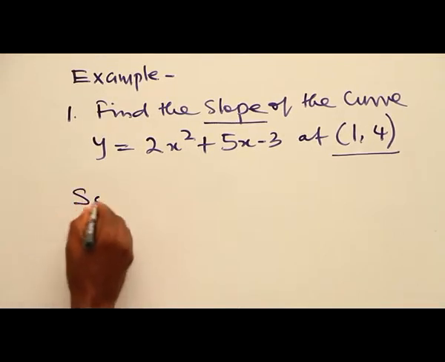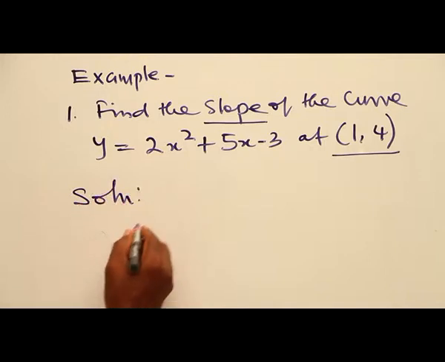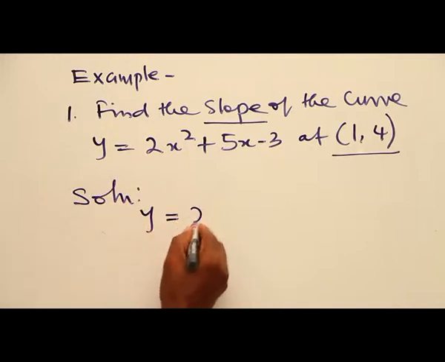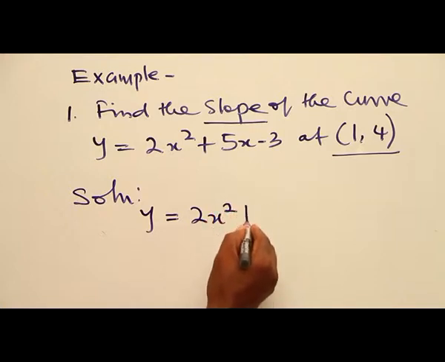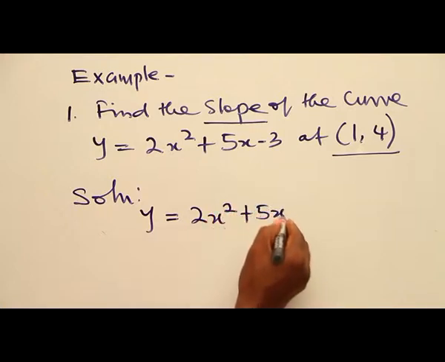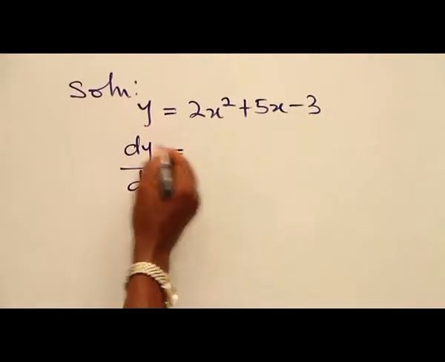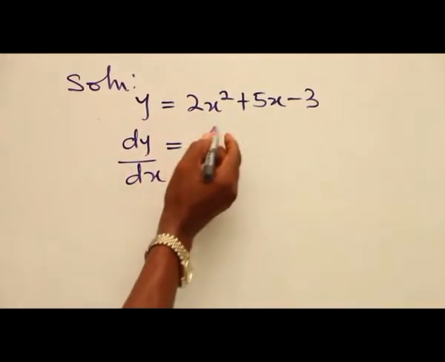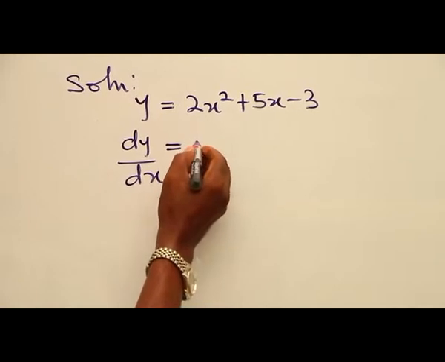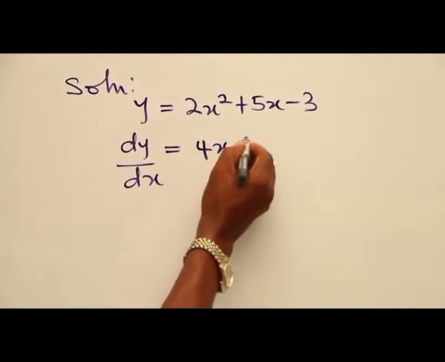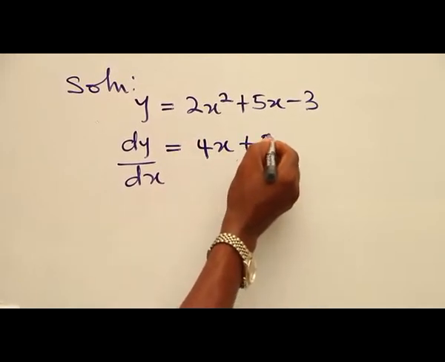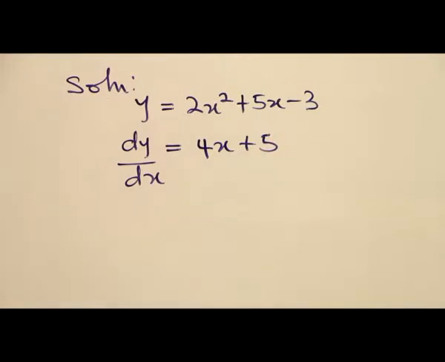So our solution, we have y equal to 2x squared plus 5x minus 3. Now, slope means dy all over dx. And then if you differentiate this component by component, we have 4x, and then if you differentiate 5x, you have 5. Of course, if you differentiate minus 3, it is 0.